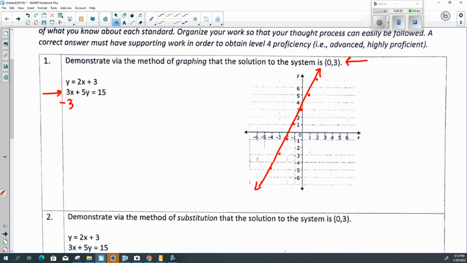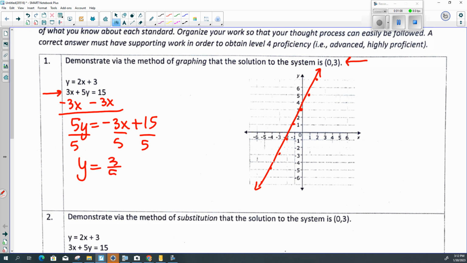This one, I'm going to subtract the 3x on both sides. And then I've got to divide everything by that 5. So y will equal negative 3/5 x plus 3. I can come over here and graph that. So it starts in the exact same spot and a slope of 3/5. That's hard to see. Looks like it's there, 5 and there.